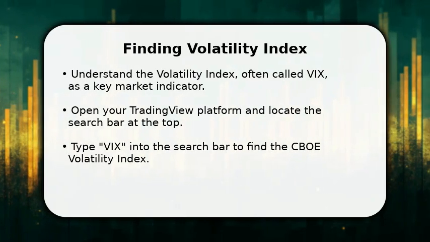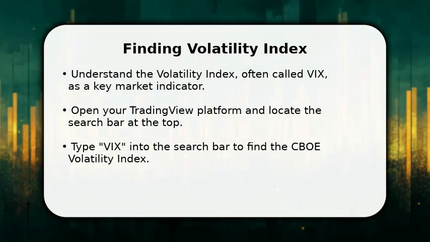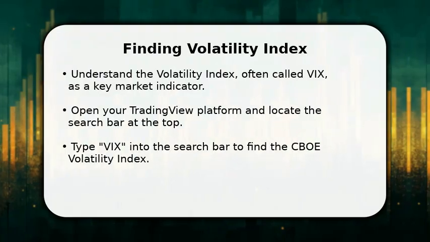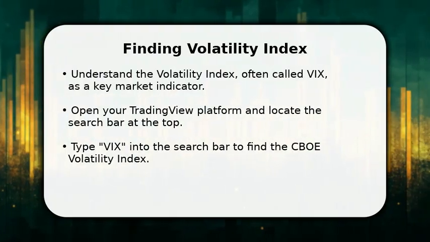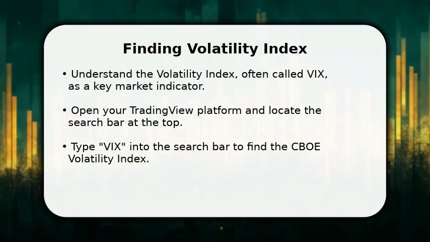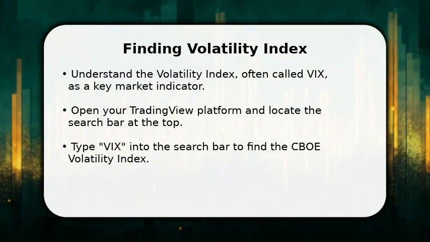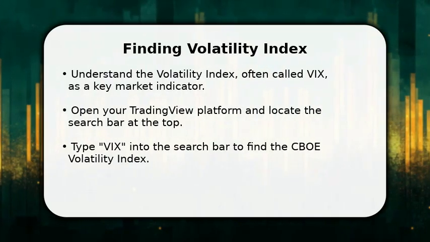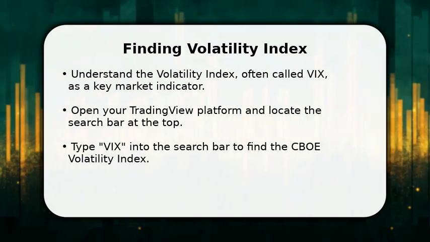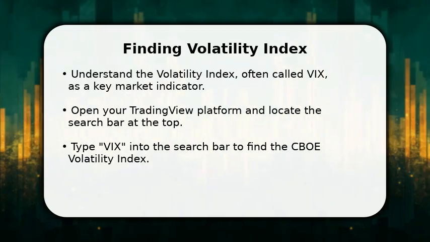In this video, I will show how to get the volatility index on TradingView, step by step. The volatility index, commonly known as VIX, is a crucial tool for understanding market sentiment and potential future price swings. To begin, simply open your TradingView platform. Once it is loaded, navigate to the search bar, usually found at the top of your screen. Then, type in VIX to initiate your search for this important indicator.